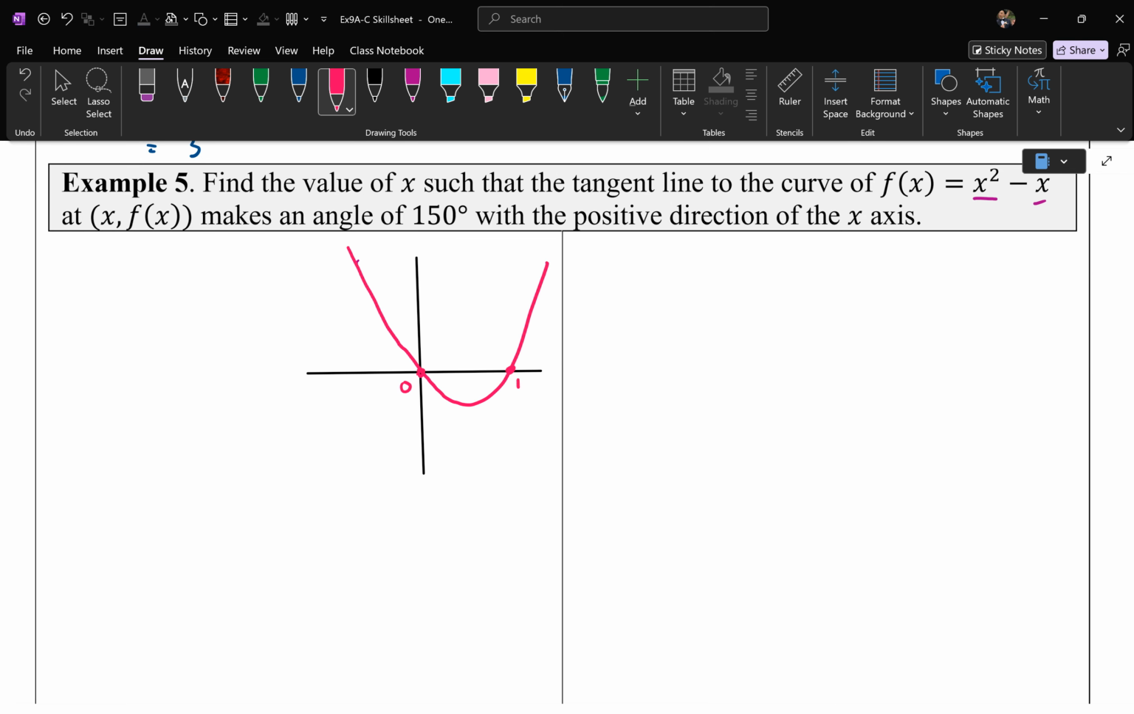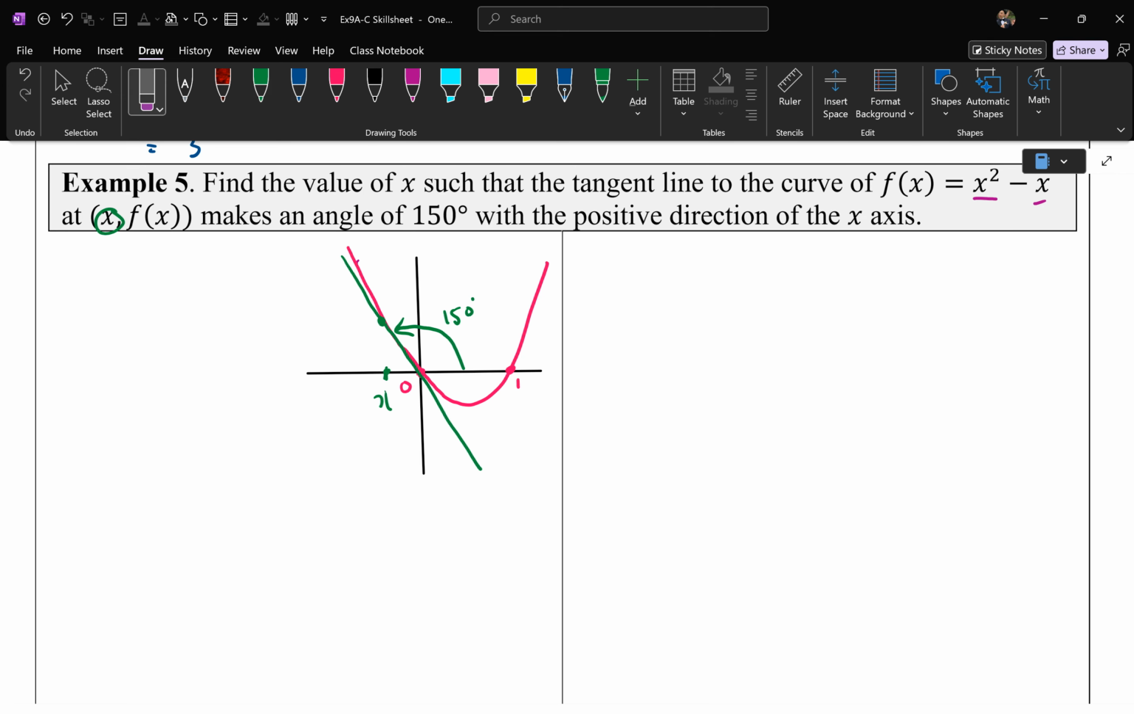It's asking, find the value of x. So where on this x-axis will I get a tangent line such that the angle will be 150 degrees? Now, clearly, it can't be where I just pointed because that's an acute angle there with the x-axis. The x value is probably somewhere over here so that you could get an angle that is 150 degrees. So what is that x value?